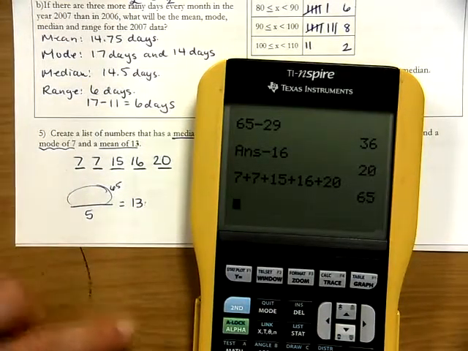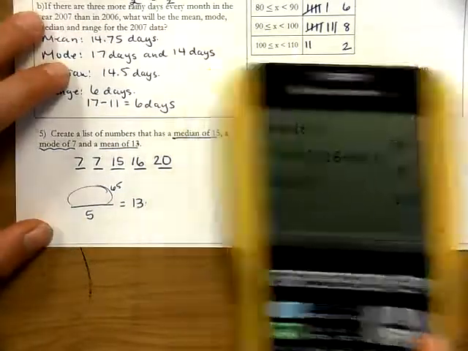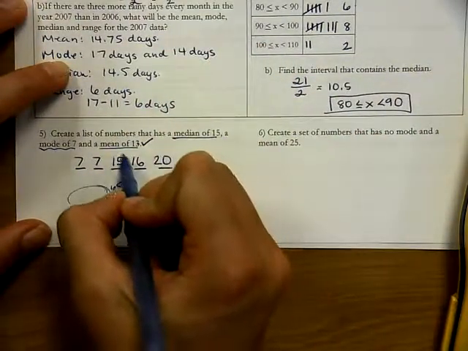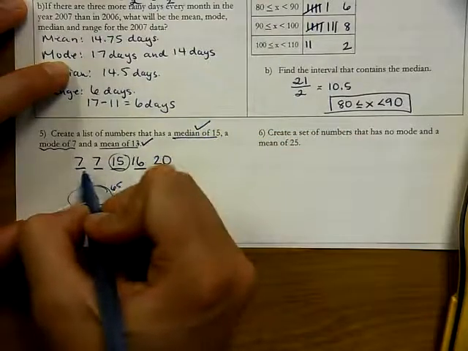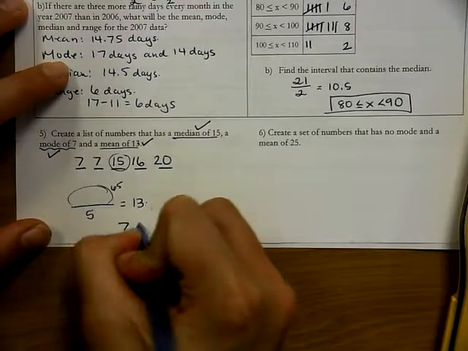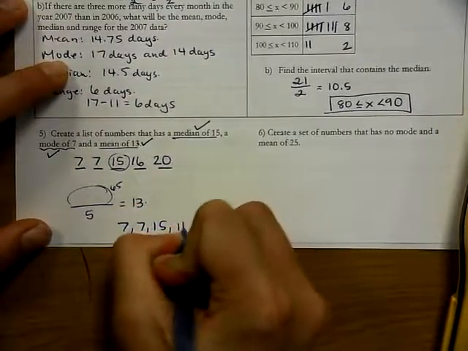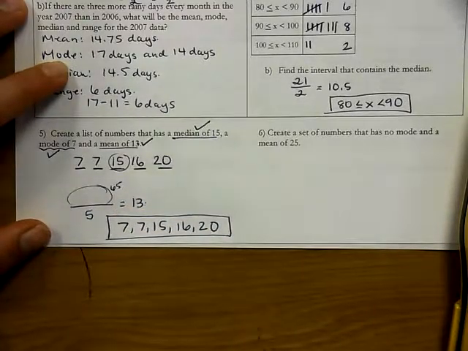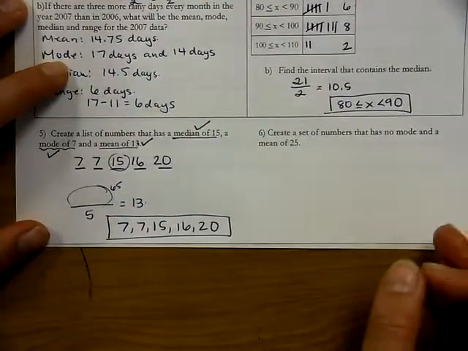So now, if I divide those by 5, I get the mean of 13, so that works. The median is 15. If I cross them off, the middle number is 15, and the mode is 7. I meet all those requirements. So my list of numbers is 7, 7, 15, 16, and 20. There's a lot of different possibilities here, but that's just one approach I took.